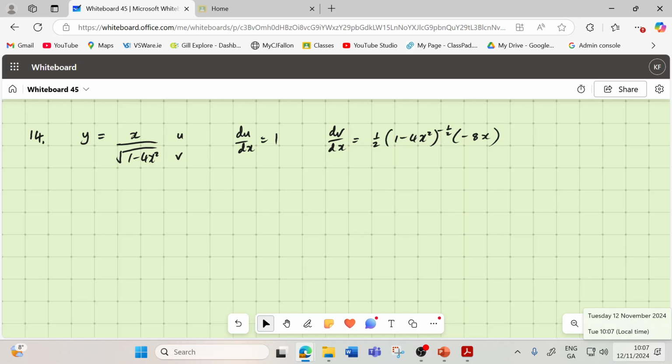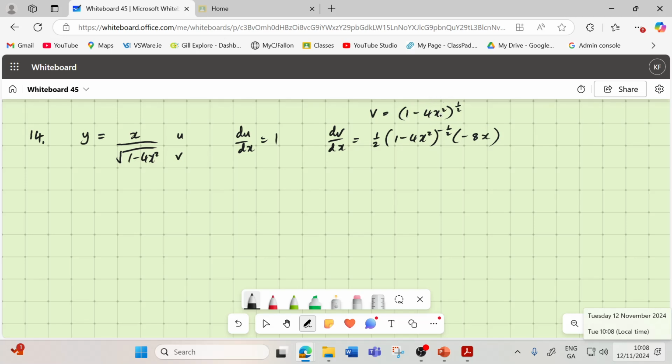So here we use the chain rule. Basically, v is 1 minus 4x squared to the power of half, if I rewrite the square root. Because of the chain rule, we bring down the half, subtract 1 to get minus half, and then multiply by dy/dx of the bracket.